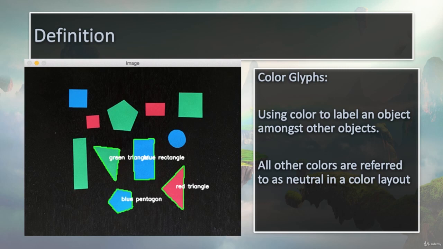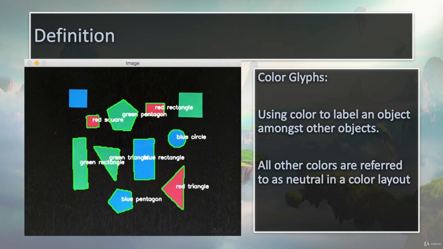So color glyphs. These are basically colors that are used to make an object identifiable by its color. All of the other colors are referred to as neutrals in a color layout. What I mean by this is that a glyph is basically allowing us to say, okay, this is going to be blue. And then all the other colors that are not associated with any mechanics are considered neutrals. So open ground.